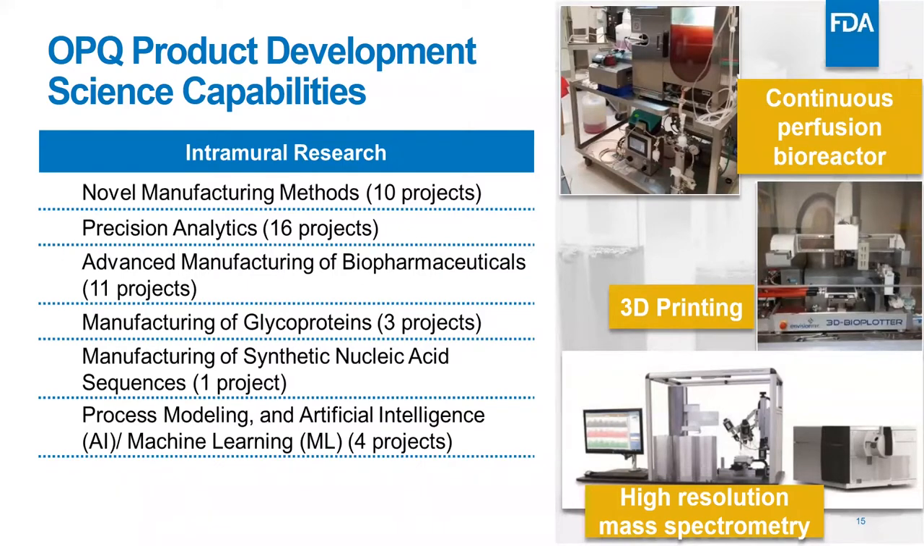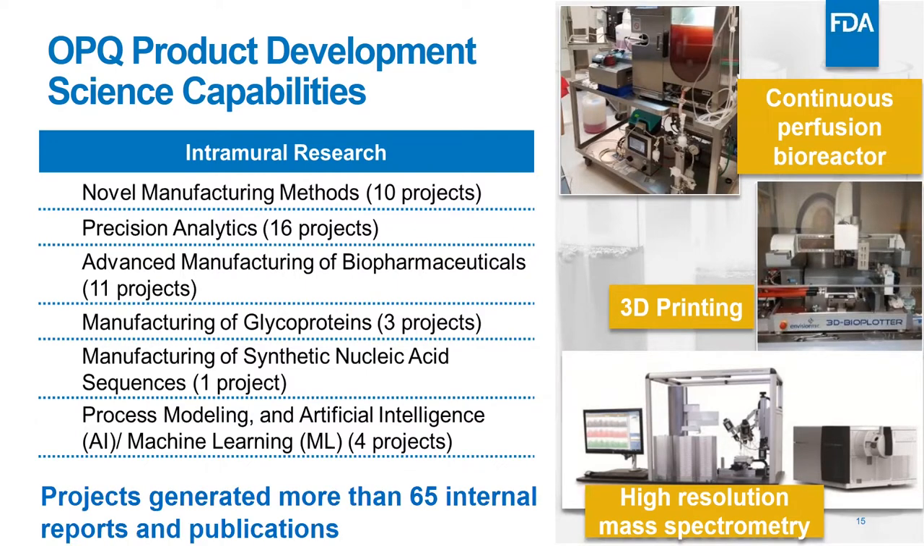As we look at the project portfolio, just to give you some sense of what we're currently working on, we group projects into these different areas based on the research plan. We have a group of projects around novel manufacturing methods, mostly small molecule focused. We have another large set of active projects in precision analytics. Then we have a series of projects around biomanufacturing and advanced manufacturing for biopharmaceuticals, some for emerging therapies, and, cross-cutting, a series of process modeling and AI machine learning projects. As part of developing this capability, we've stood up a computational lab that complements our experimental laboratory facilities.